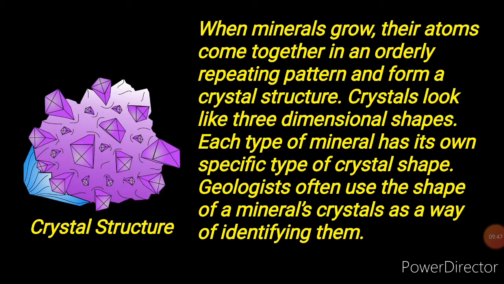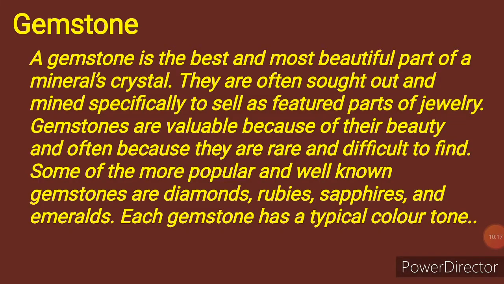Geologists often use the shape of a mineral's crystal as a way of identifying them. You see it now. The geologists use the shape of the crystal. When we talk of crystal, in short, you are going to be building crystal so that you know what the crystal is, okay? And when we talk of 3 dimensions, we mean something that you can see from 3 points. You can see it from horizontal, you can see it from vertical, you can see it from diagonal. Okay, that's what we mean by 3-dimensional.